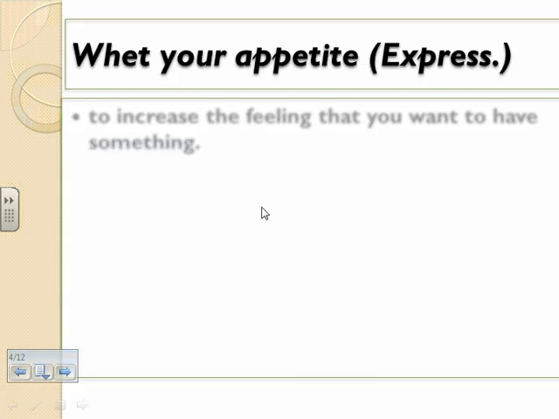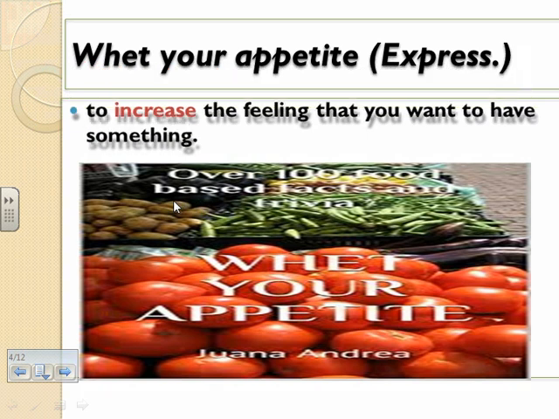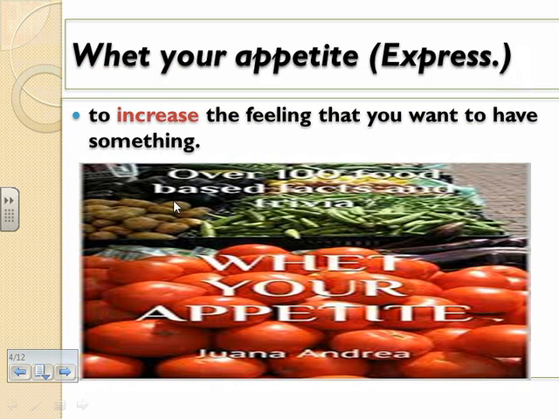Whet your appetite. It's an expression. It means to increase the feeling that you want to have something. This whets my appetite, makes me ready to eat. I want to eat something. Whet your appetite.